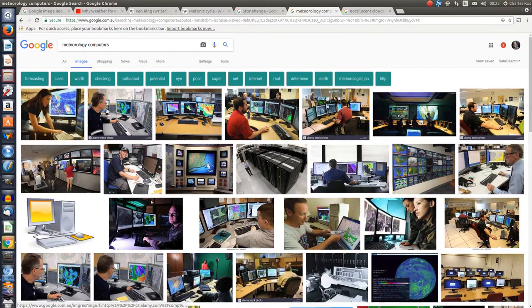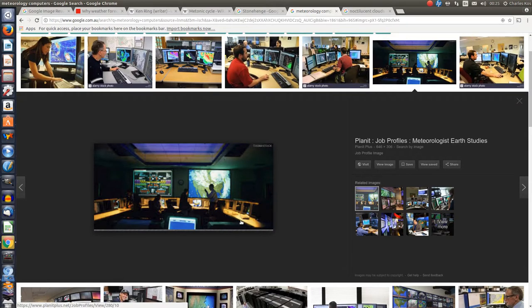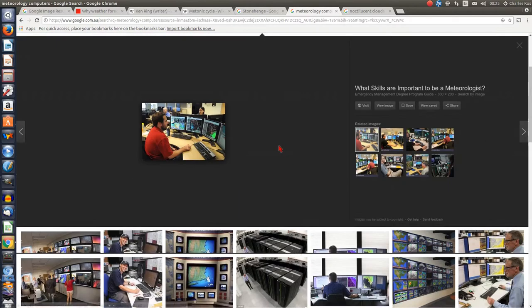For example, look at this guy here. He is looking at cloud formation. So he's got all these computer screens so he can get the most accurate readings possible. Look at these guys. It's like a mission control, like a NASA space mission. Look at this guy. He's got four monitors here. Surely he's going to be accurate.